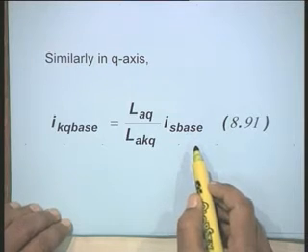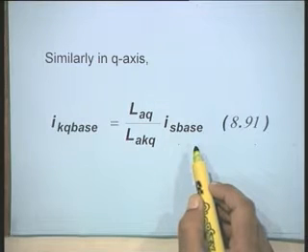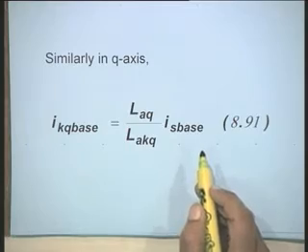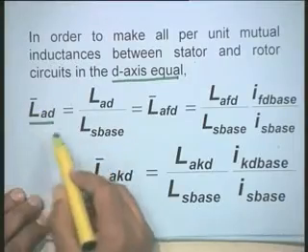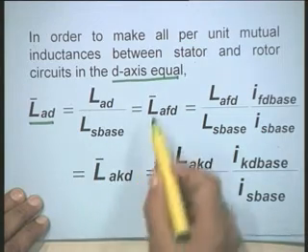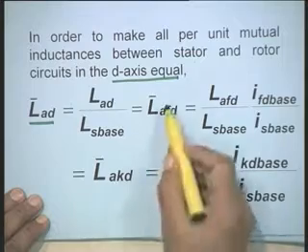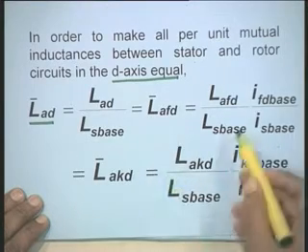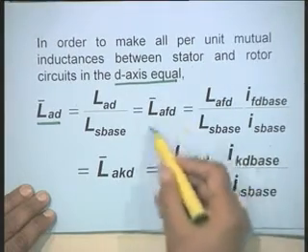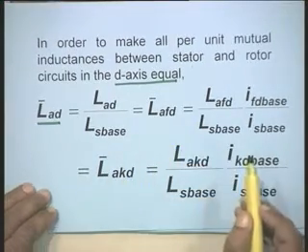I hope you understand this, and this is straightforward. What we are trying to do is make the per unit mutual inductances on the same axis, the D axis, equal. That is, we have to make LAD per unit equal to LAFD, which is the definition of LAD, same as LAFD. We want to make LAKD and LAFD equal. To make them equal, you equate these quantities, which were the basic definitions for the per unit LAFD and per unit LAKD.